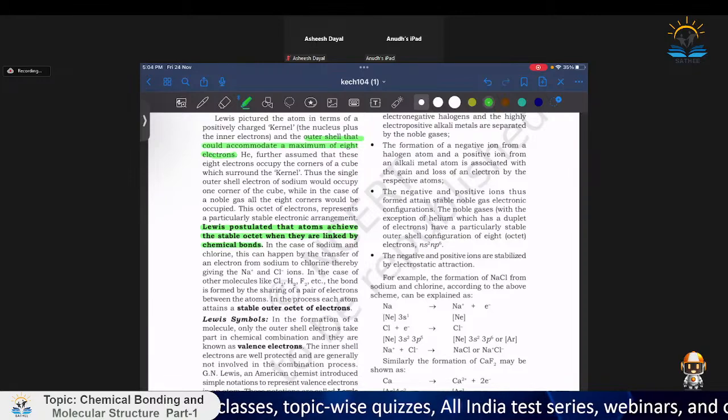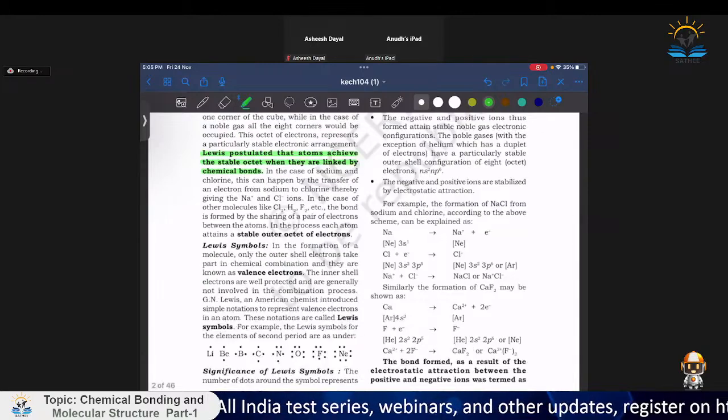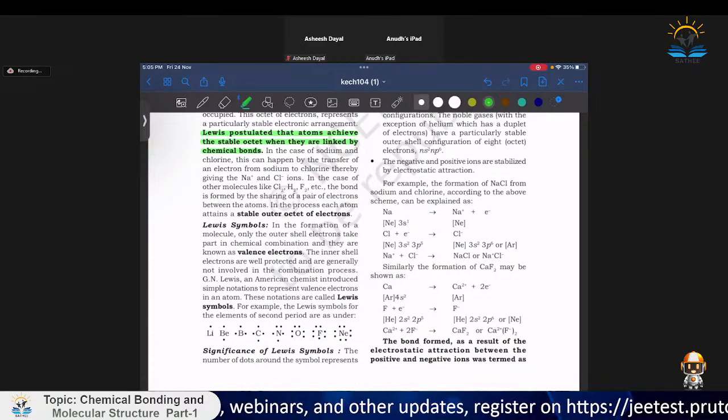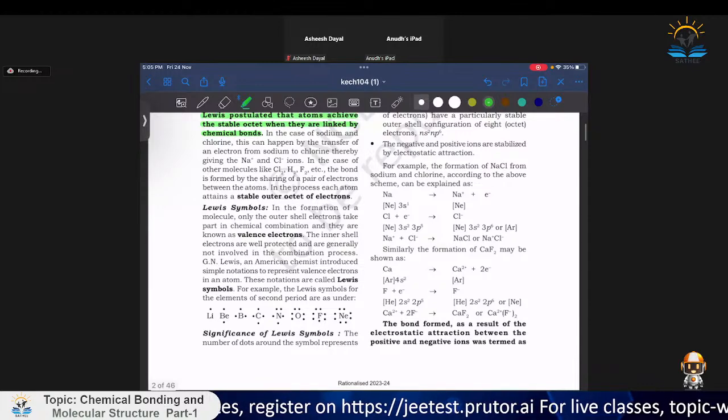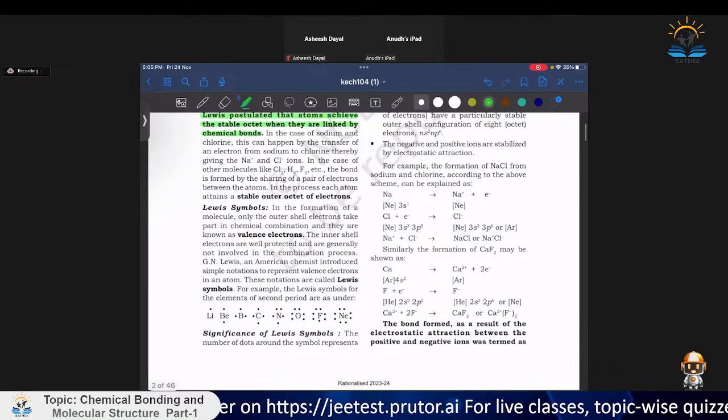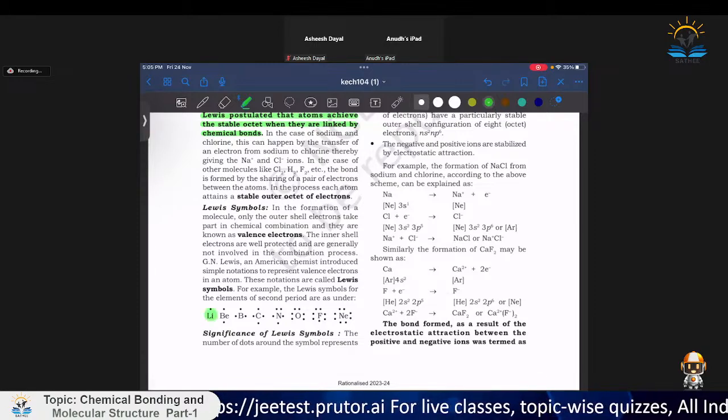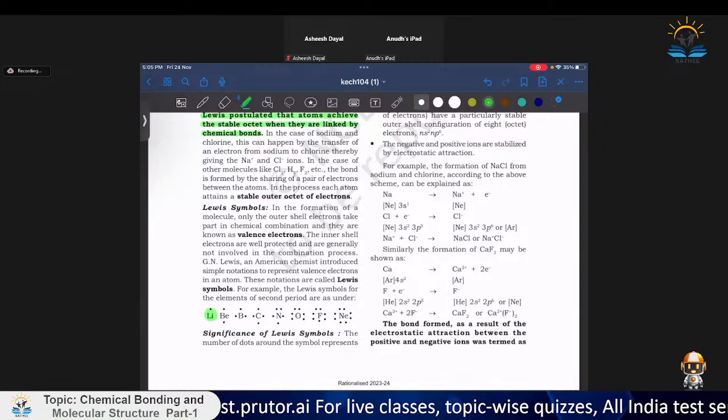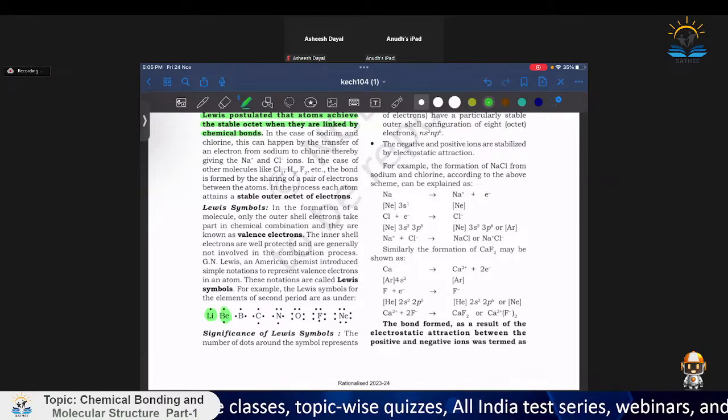To clarify this, Lewis gave symbols in which he represented the atom along with the outermost shell and how many electrons it had. For example, for lithium, it has just one electron in the outermost one. For beryllium, it is 2s2, so it has 2 electrons. We will draw 2 dots. Boron will have 3, carbon will have 4, nitrogen will have 5, and so on. We can see until neon comes with an absolutely stable octet of 8 electrons. So this is how we can draw the Lewis symbol.